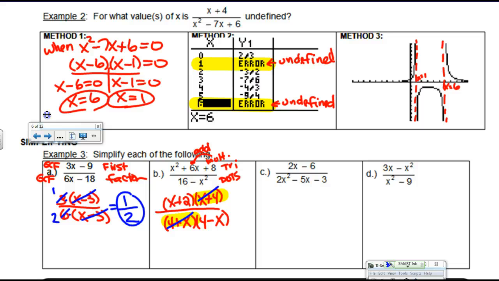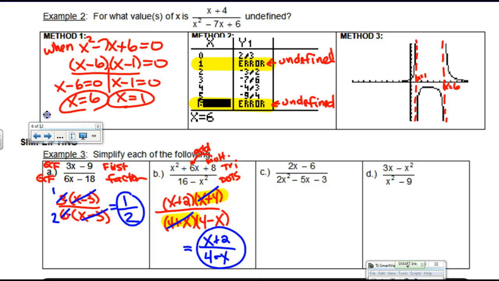The other two are not at all the same. x plus 2 and 4 minus x are totally different. Those are not like factors. So in the end, your answer is the x plus 2 factor on the numerator and the 4 minus x in the denominator. And that is what the original problem reduces to.